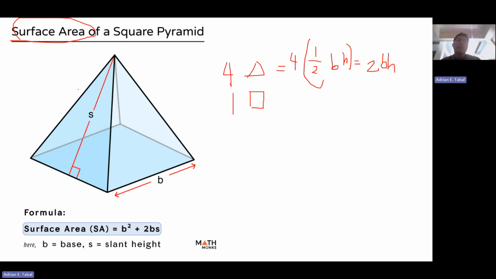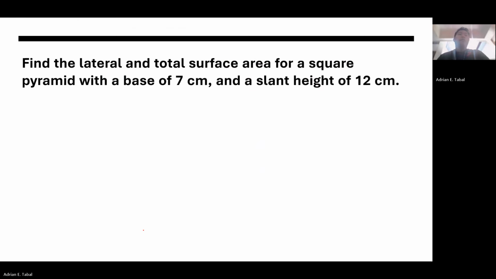Not just the height, but this is the slant height. It's 2bs, the slant height. And for the area of the square, it's s squared. Since b is our variable for the base, that's b squared. So we come up with a formula: surface area is b squared plus 2bs. We find the lateral and total surface area.